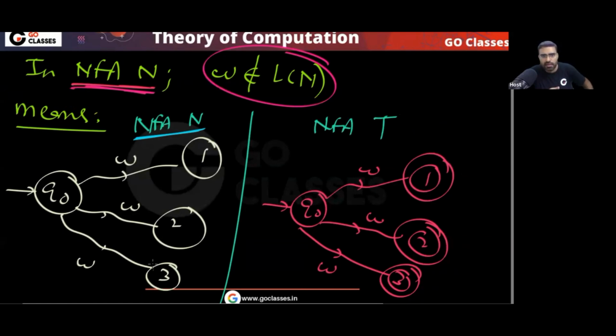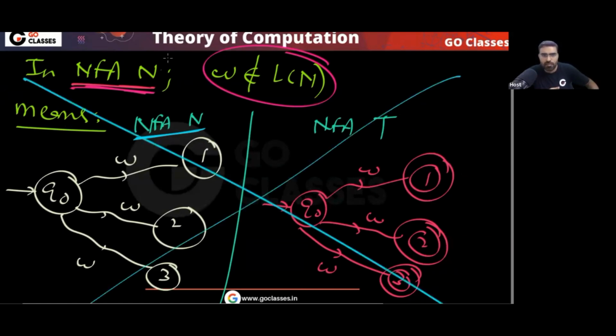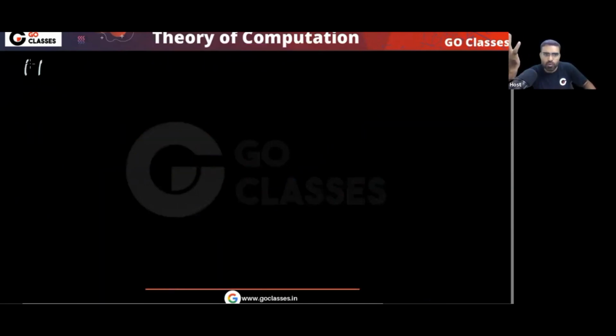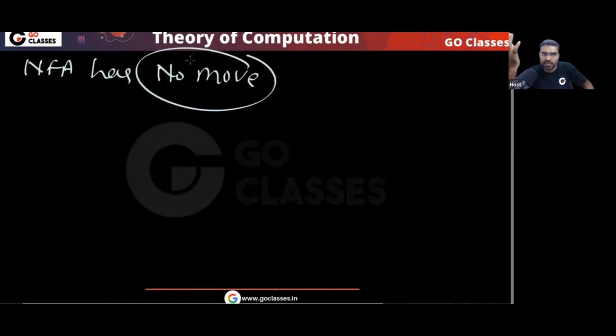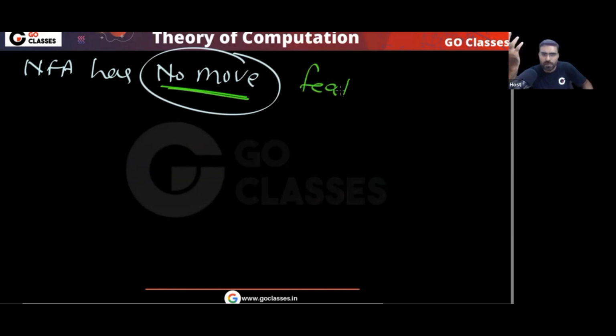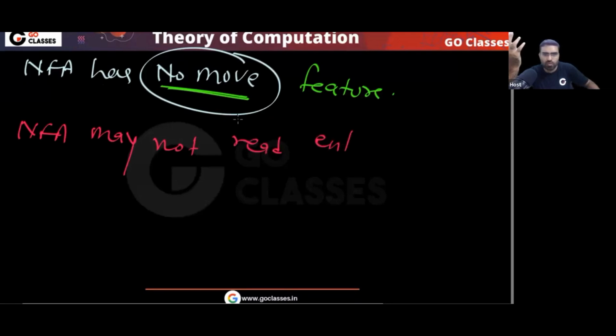Let me tell you, there is something wrong in this diagram. It is not necessary that on W you go somewhere. NFA has the no-move facility also. It is not necessary that the NFA will read the entire string. NFA may not read the entire string W. Yes or no? Please tell me yes or no.